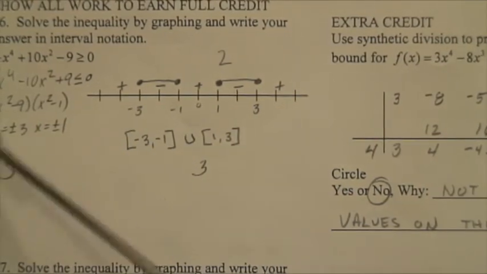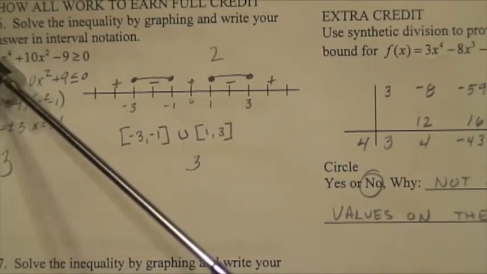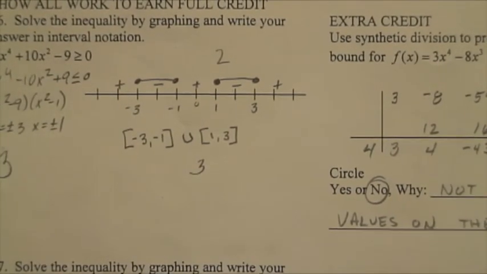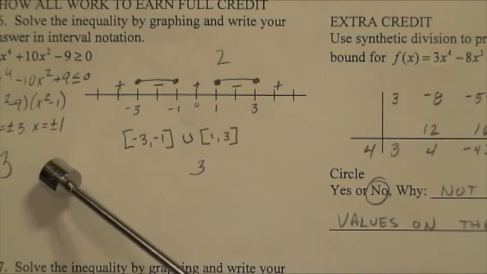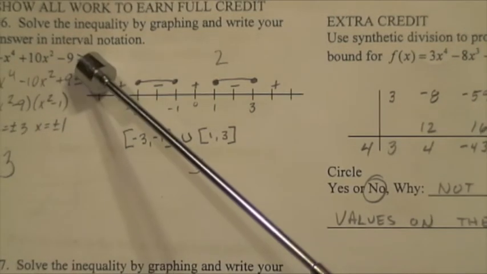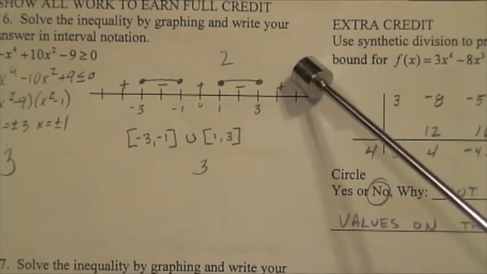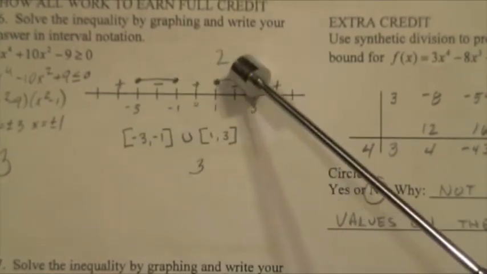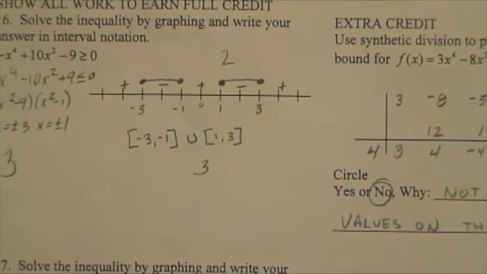If you would have left it alone, factored out a negative 1, left it over here, then got your negative 3 and positive 3, negative 1, positive 1, still with the negative over there, it would have been greater than. Your right-hand behavior would have been negative, then positive, negative, positive, negative, and we still would have shaded the same regions.